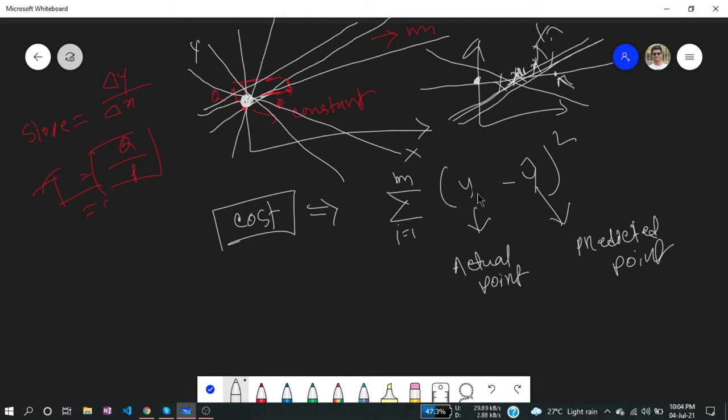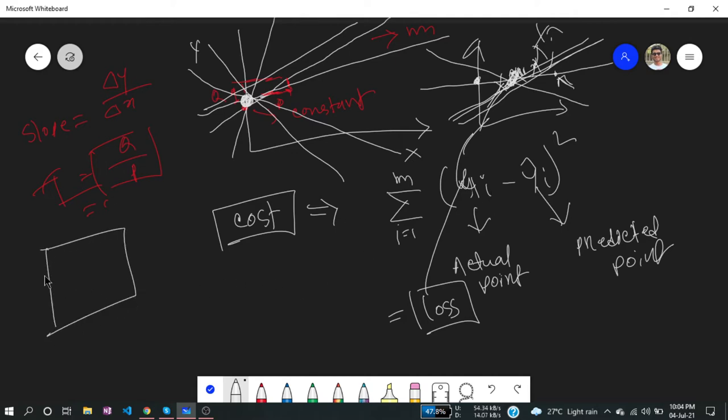If we subtract these points and square them, this would be your loss, which you are getting here. So that's how we calculate the loss. And what is the summation here? Suppose this is your y i, and this is y hat i. There might be lots of data, say you have 100 observations, so it will calculate each and every observation.